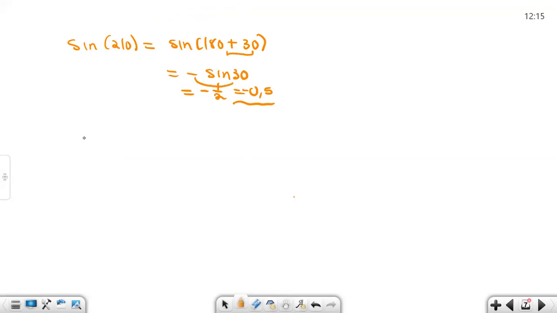Let's confirm. Can I use tan 210? I need to be sure. And that will be tan 180 plus 30. And that will be negative. Tan is positive in this quadrant. That will be positive tan 30. How do we confirm? Use your calculator.